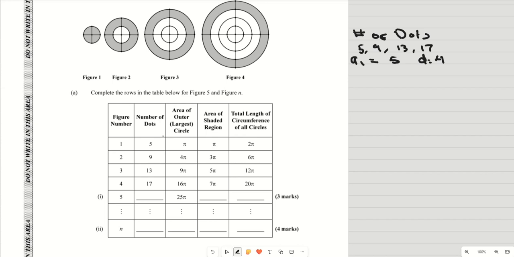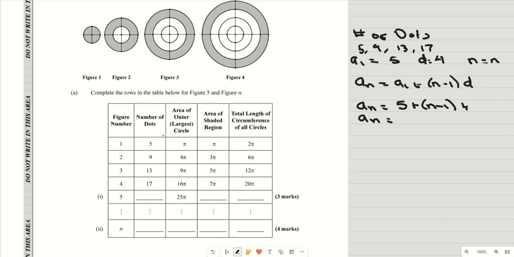Right? So again, we always do the formula first, or when n is equal to n, or find the nth term. So n is equal to n, and you're going to use this formula: an is equal to a1 plus n minus 1 by d. So an is equal to a1, which is 5, plus n minus 1 by d, which is 4.